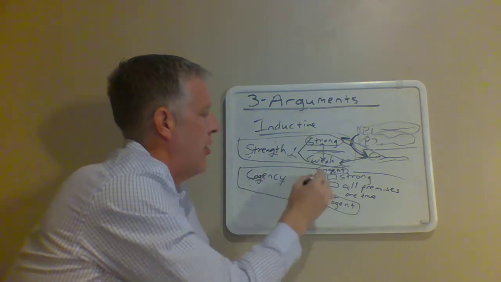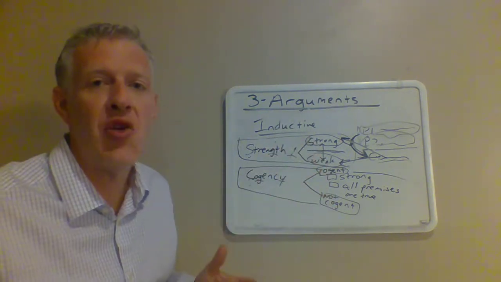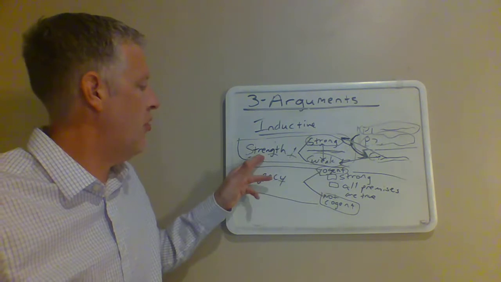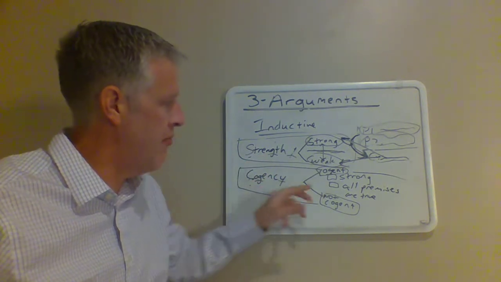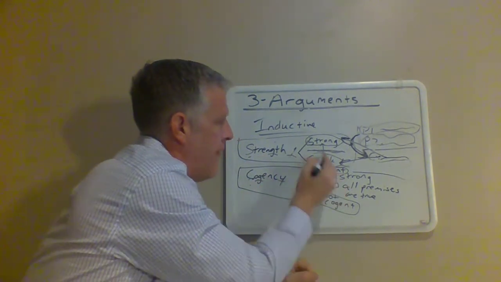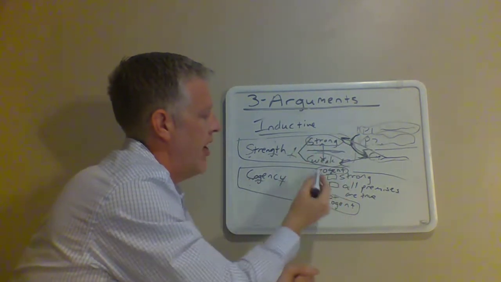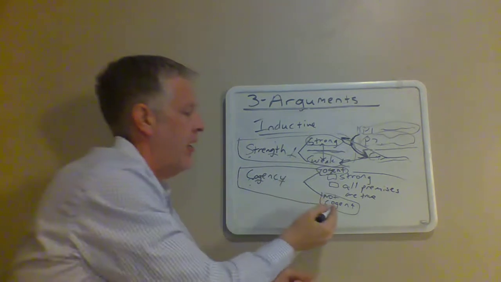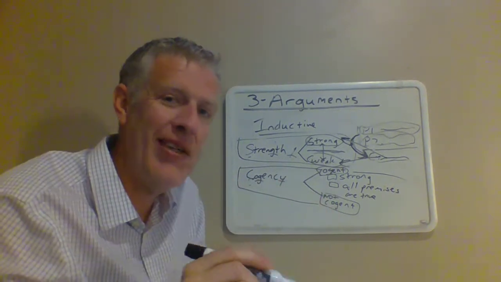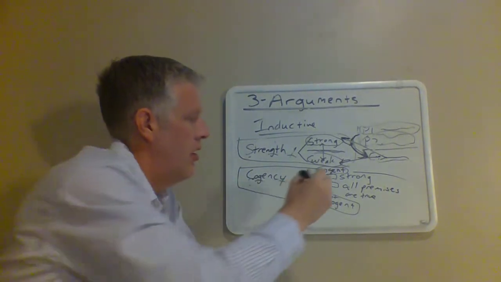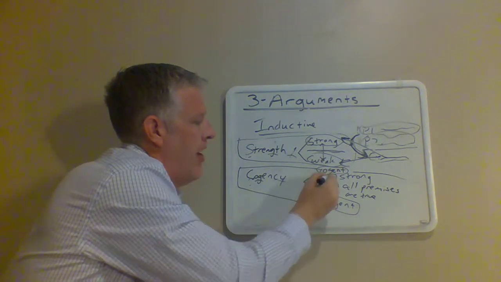To be cogent, it has to be strong. So you might describe it as going above and beyond the call of strength. If it's weak or not strong, you'll automatically know that it's not cogent, just like if a deductive argument is invalid, you automatically know it's unsound. So a cogent argument has to be strong.